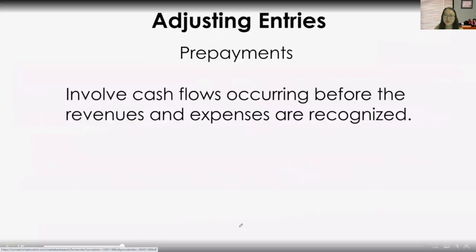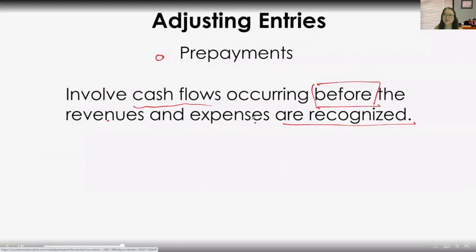Okay, so let's see. Adjusting entries in terms of prepayments involve cash flows occurring before the revenue and expenses are recognized. Very important. Prepayments are things where the cash flow comes before, okay?